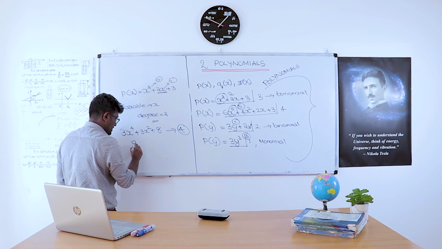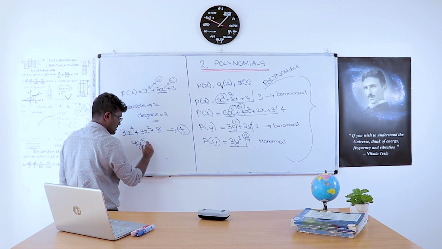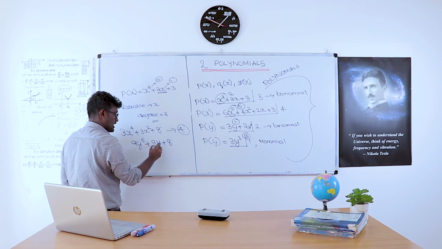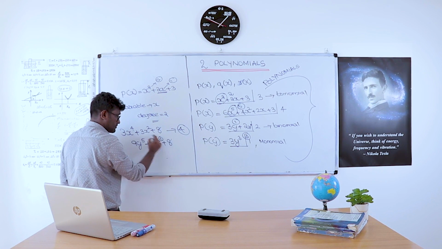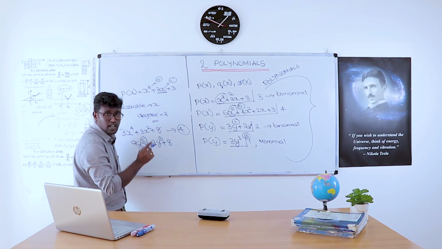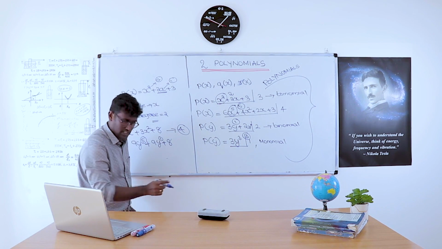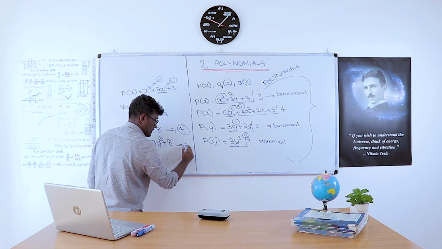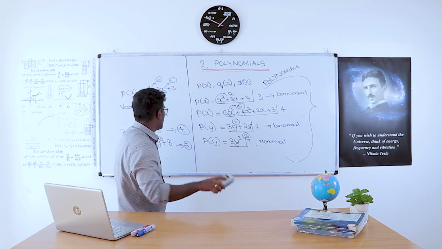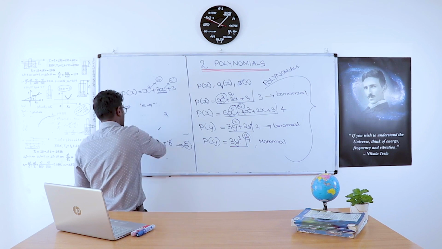What about 9y raised to 5 plus 9y plus 8? Here the power of y is 1. Here the power of y is 5. So the highest power is 5 and the highest power is considered as the degree. Therefore, the degree of the polynomial here is 5. So that's all about the degree of a polynomial.